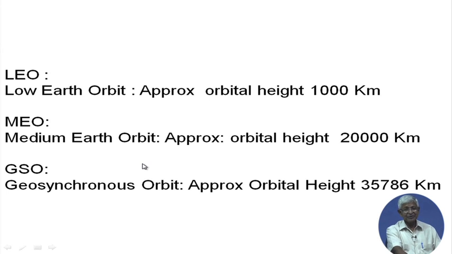Now, there are other orbits also. Approximately it is defined that low Earth orbit has a height of approximately 1000 kilometers. There is no strict boundary, that it has to be so and so orbit. Of this order, 1000 kilometers is low Earth orbit. Medium Earth orbit is approximately 20,000 kilometers, and geosynchronous orbit is approximately 36,000 kilometers, as we have seen. So, these are very brief definitions. We will use the terms LEO, MEO, GSO and GEO, that is why I have shown this.